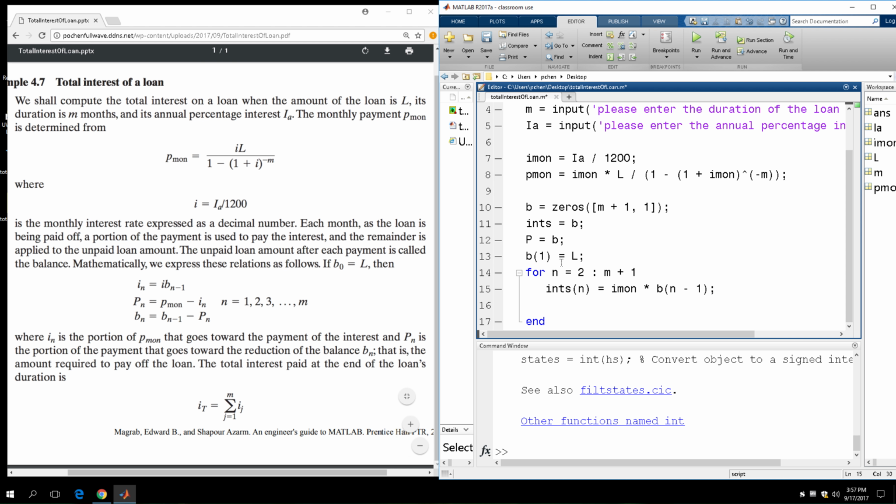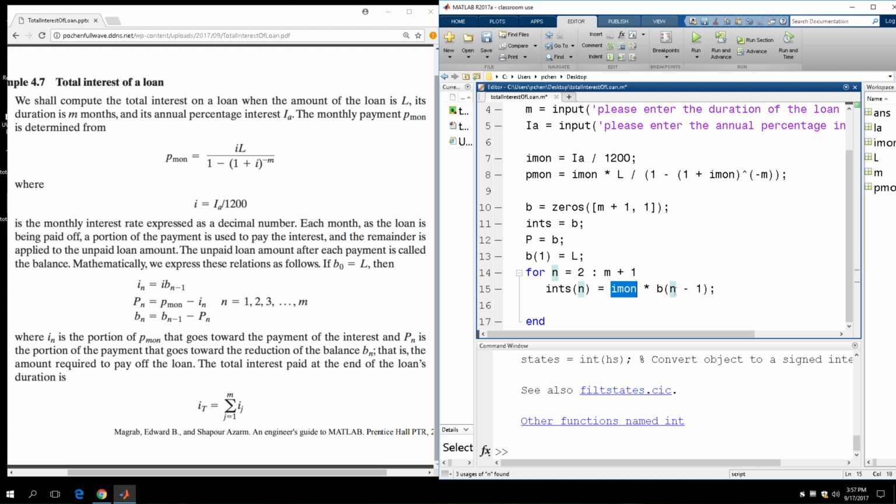So for the first iteration, when n equals 2, n = 2 actually means the first month. It's not really the second month, because index 1 is used to refer to the zeroth month. So when n equals 2, which means the first month, the interest you have to pay is Imon times B(n-1). 2 subtract 1 is 1, so it's B1, and B0 has a value of capital A0. So that seems to be okay.